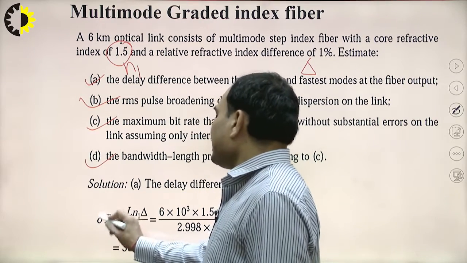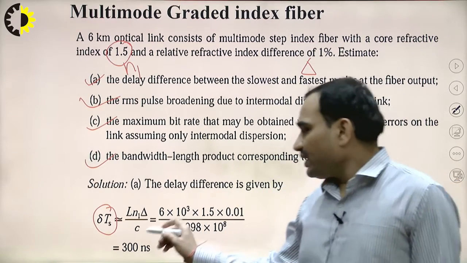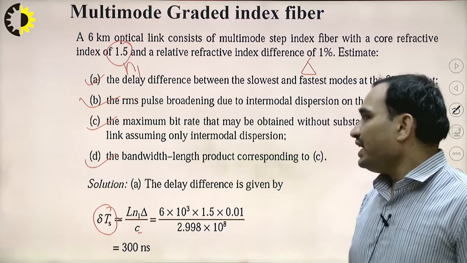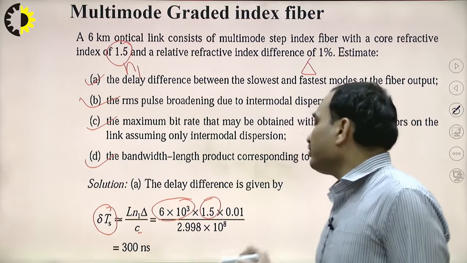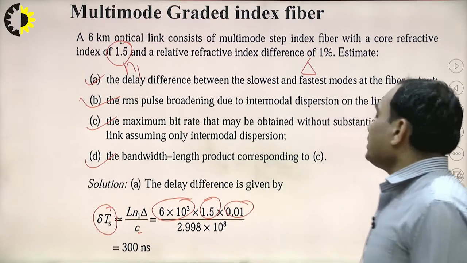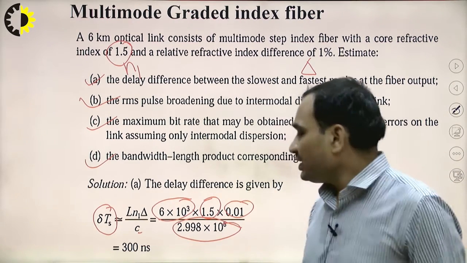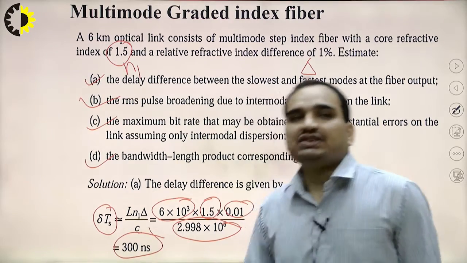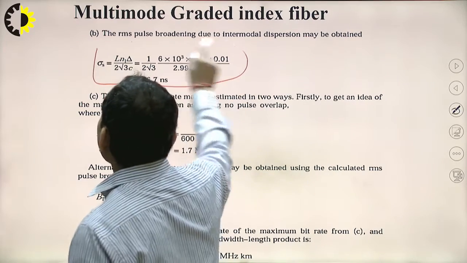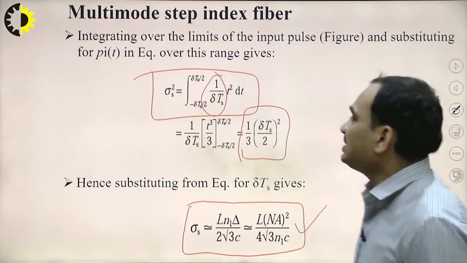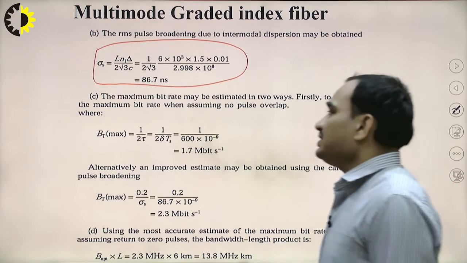So delTs is approximately equal to L n1 delta by c. Substituting the value of L, that is 6 kilometers, n1 is 1.5, delta is 1%, that is 0.01, and the speed of light 3 times 10 to the 8, we get 300 nanoseconds. The second part is simply sigma s. Substituting the values in the formula which we discussed in the previous slide, we get 86.7 nanoseconds.